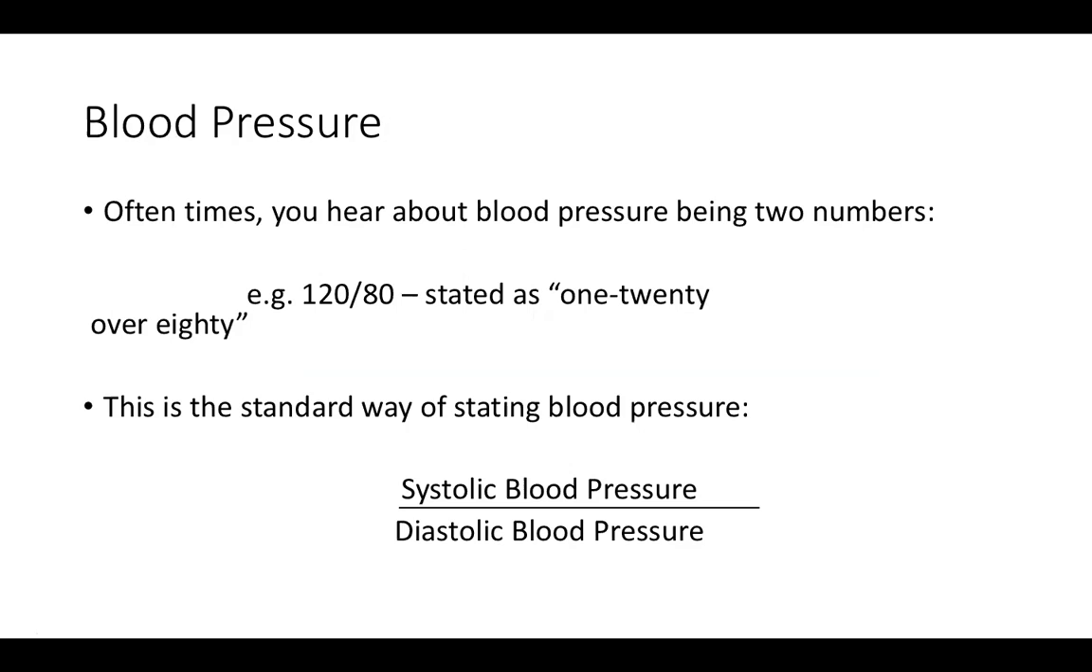When we talk about blood pressure in a healthcare setting, we often talk about it with two numbers. Those numbers might be 120 for the top number and 80 as the bottom number. We write it like a fraction and state it as 120 over 80. That tells us systolic blood pressure over diastolic blood pressure.